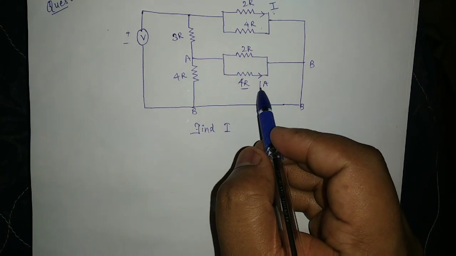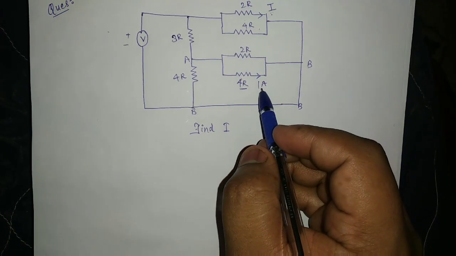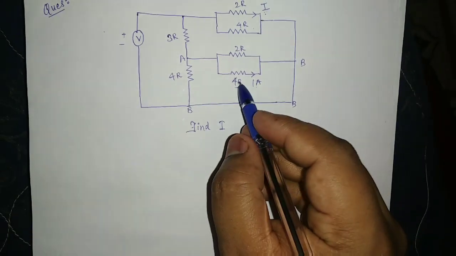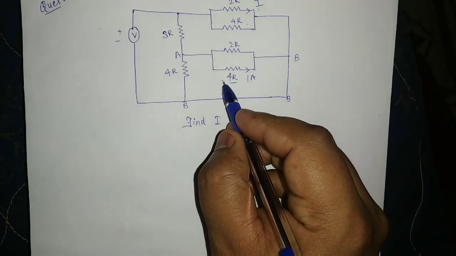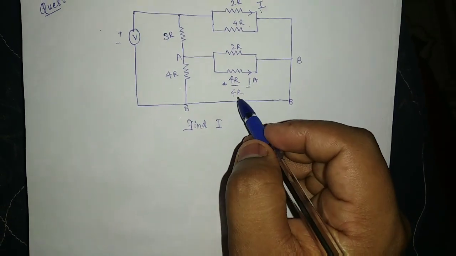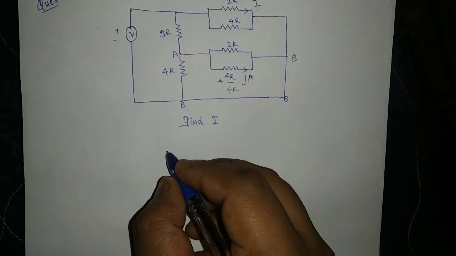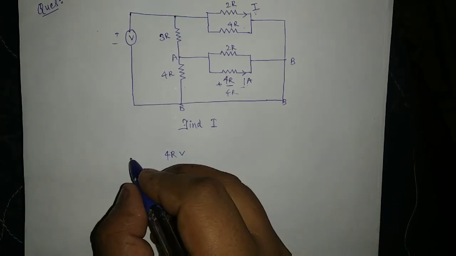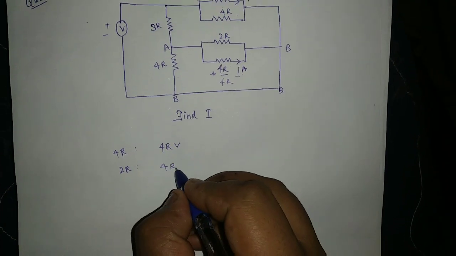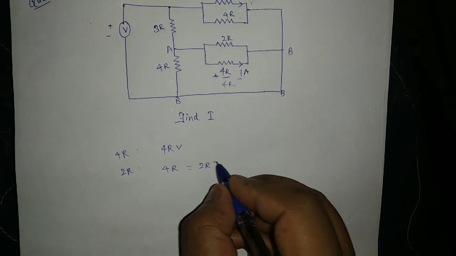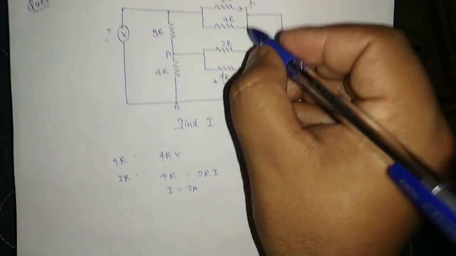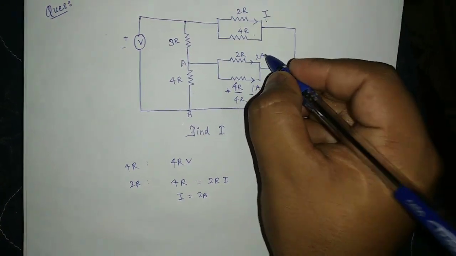Here given is current through 4R resistor is 1 ampere. These are in parallel. So voltage across this 2R is 4R into 1 ampere, that is 4R volts. 4R volts across 4R, and across 2R also it should be 4R volts. So 2R into I, so current is 2 ampere.